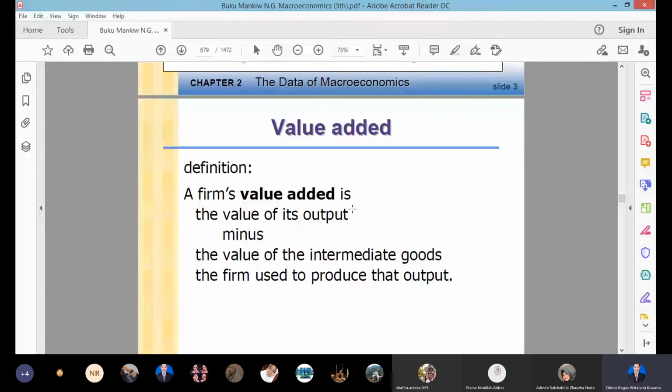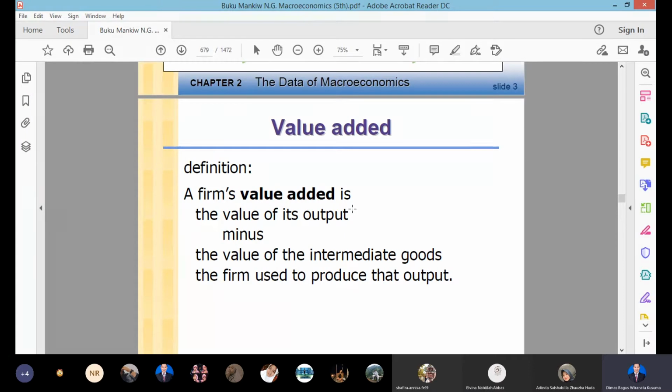And here we have the concept of value added, nilai tambah. If you discuss value added, we try to discuss value chains in the economy. So we focus on the supply side, not the demand side. The previous definition actually referred to the demand side, but now value added refers to the supply side. In this regard, we talk about firms. A firm's value added is the value of its output minus the value of the intermediate goods the firm used to produce that output.